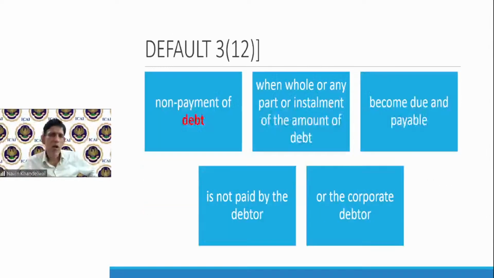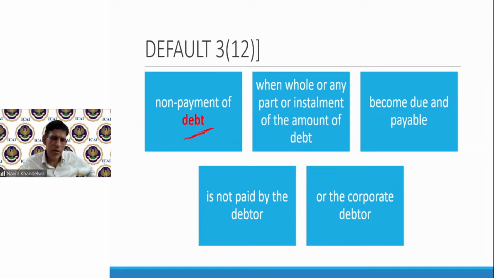Now, what does default mean? Default means non-payment of debt. We all understand what is a debt. A loan. Now, a loan has different structures. A debt is in a different form. It may be in the form of a term loan, a demand loan, or a lease transaction, or a recourse factoring transaction. That is also a form of debt. A guarantee also. We will understand the definition of debt also.